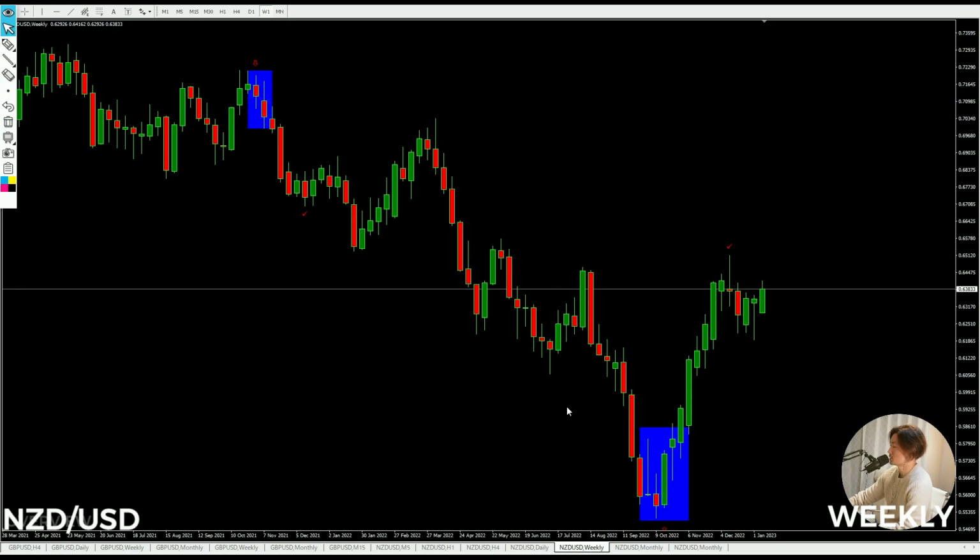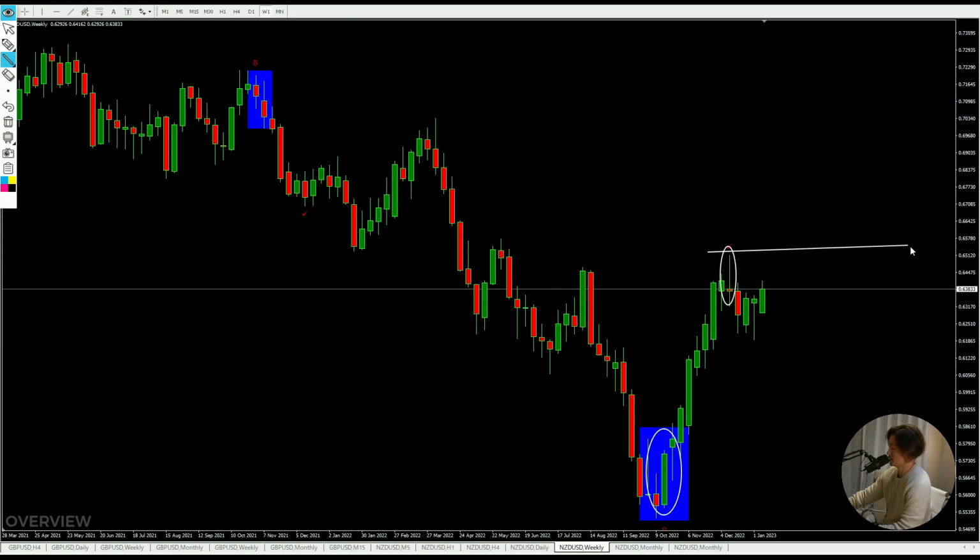Let me run you by the current setup I was looking at. The last weekly long trade that formed was right here, and the last weekly short trade that formed was right here. So the weekly bias parameters is between this pivot high and this pivot low right here.